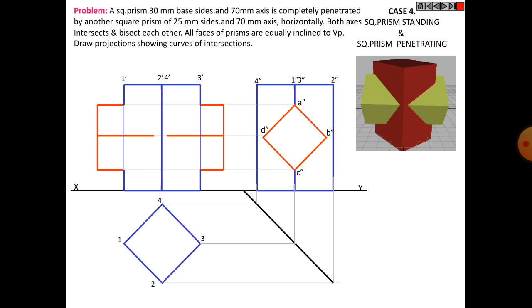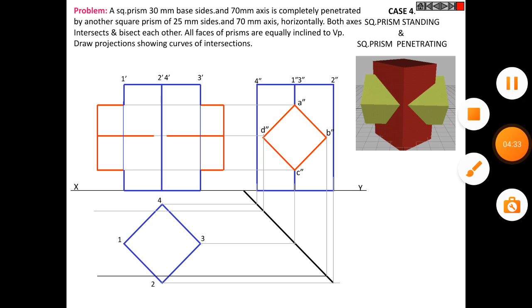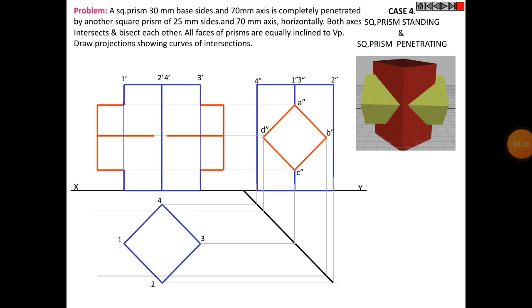At that point, similarly extend all these points onto the top view. Mark them as A dash, B dash, D dash, C dash. These points are marked on the top view of the first prism, that means the 30 mm side prism. Mark the left side points and right side points which intersect the top view of the square prism. Next, extend all these points to the top view and front view, and mark the names of all points.